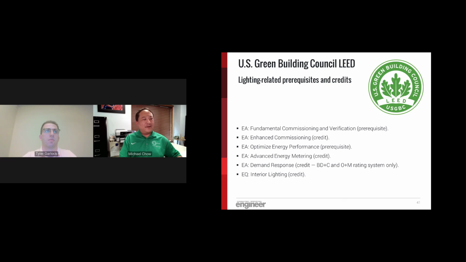Advanced energy metering, again, that's in Energy and Atmosphere. That is where you would actually put in a separate meter just for lighting. And that way, as far as your lighting usage is concerned, you can track that against your energy model. That allows you to get a good feel if there's something wrong. This helped us with a particular project where the energy usage was much higher than what the energy model was.